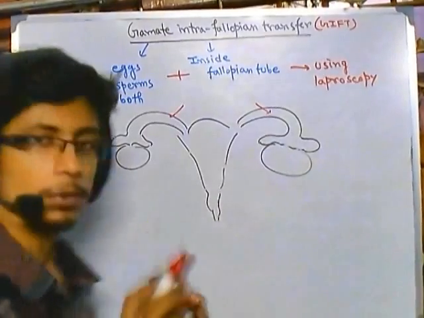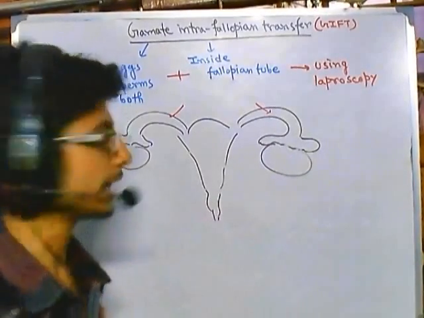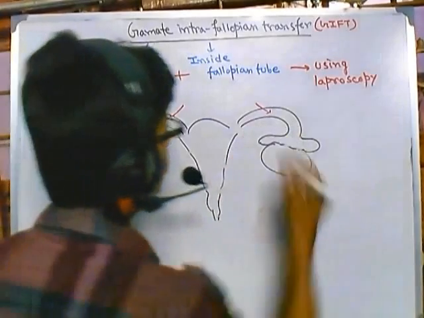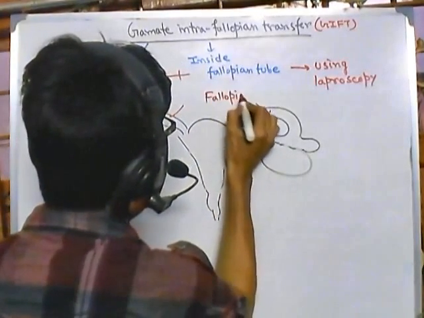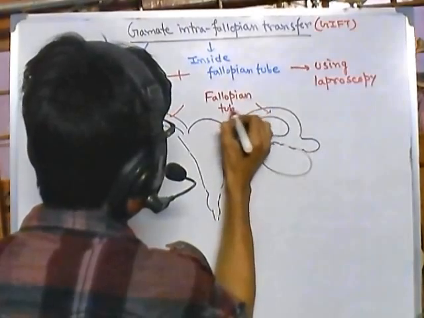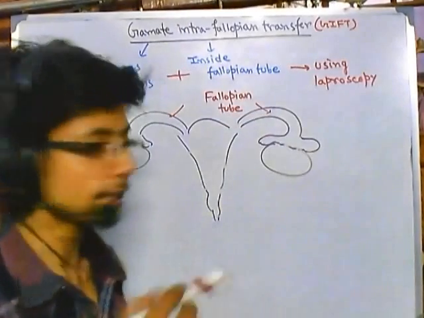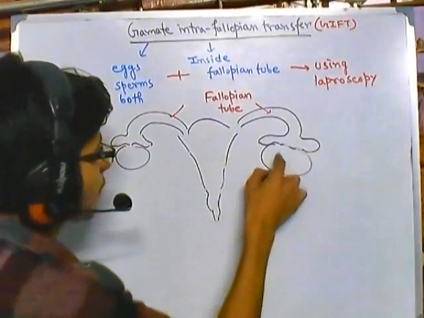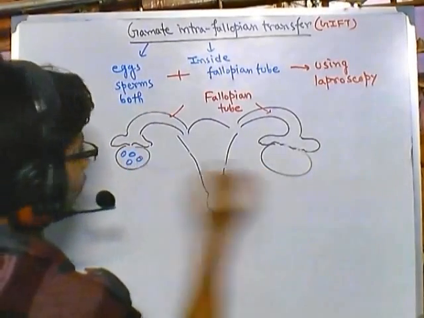Now usually what we know is that during zygote formation, or the fertilization of the egg, it occurs in this fallopian tube. It occurs here in the fallopian tube, right? This is the place where the fertilization takes place. Now the egg is produced here, so eggs will be produced here. This is the section for production of egg.